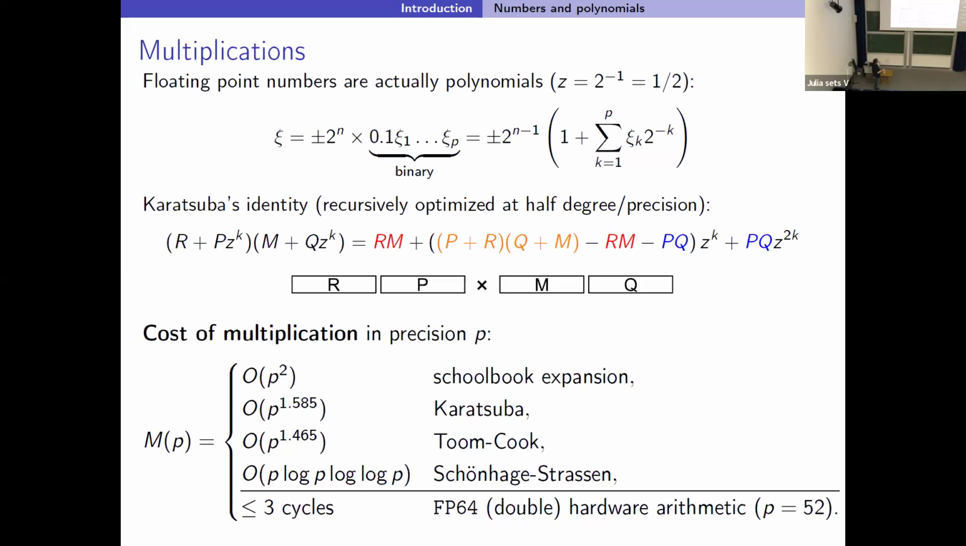If you have hardware numbers, those that are already built into the processor, this is like 3 processor cycles, and we have computers with about 3 gigahertz. So it means you can do 1 billion multiplications or any kind of operation per second.